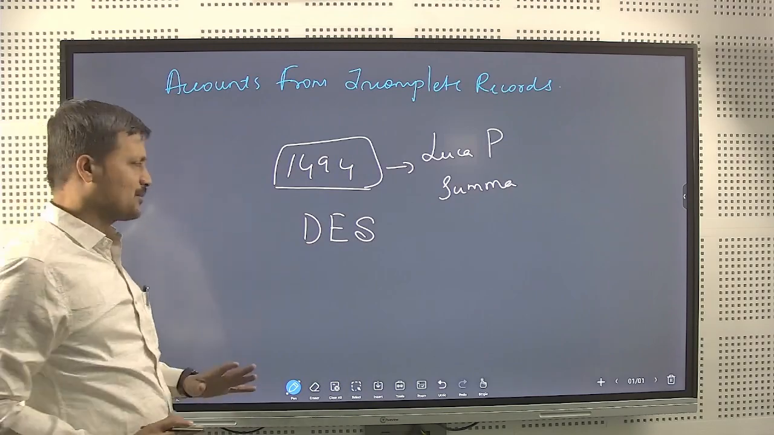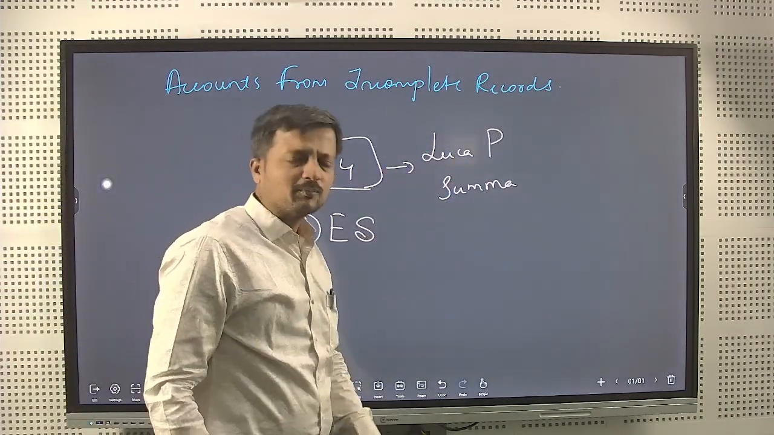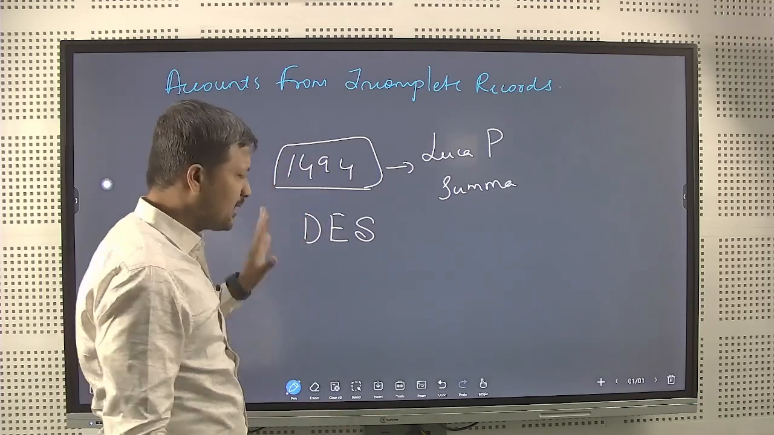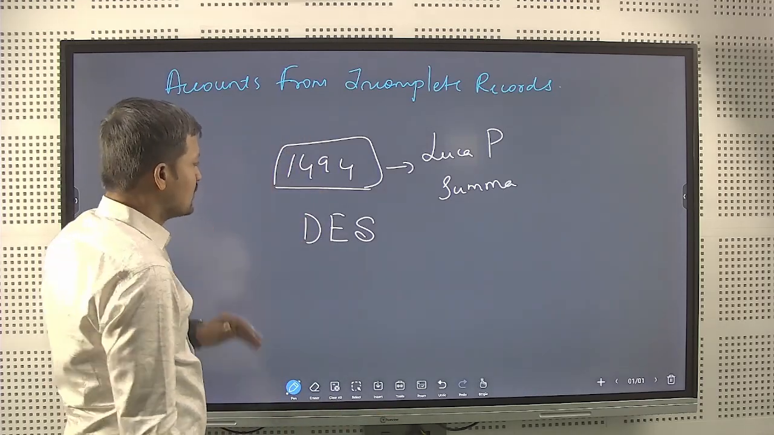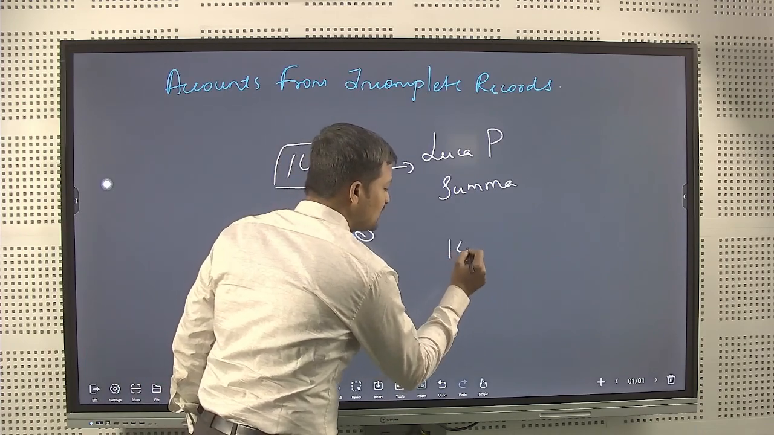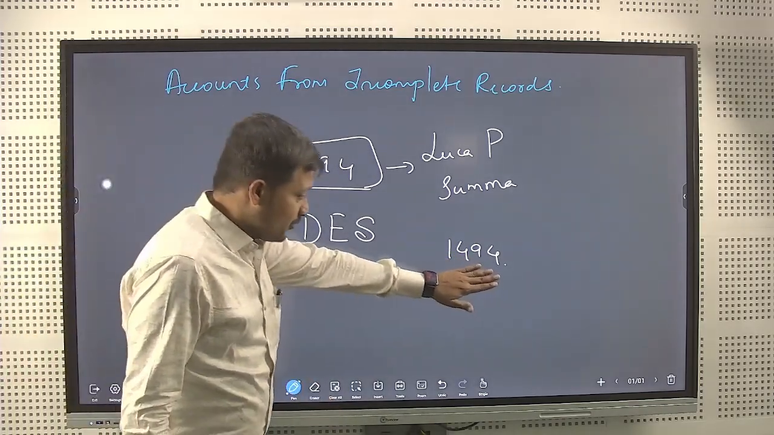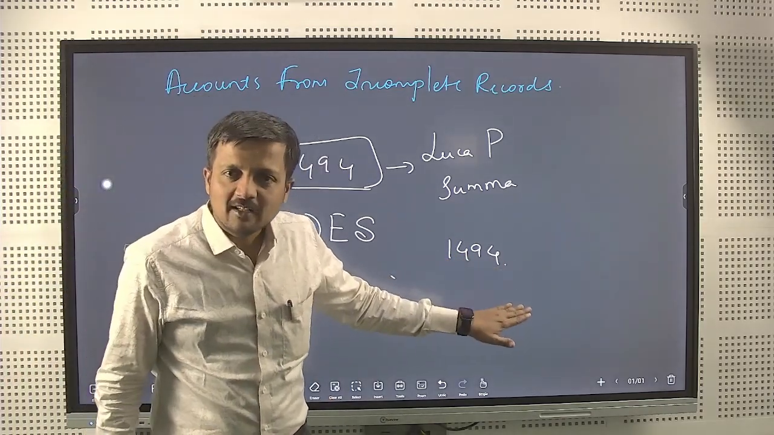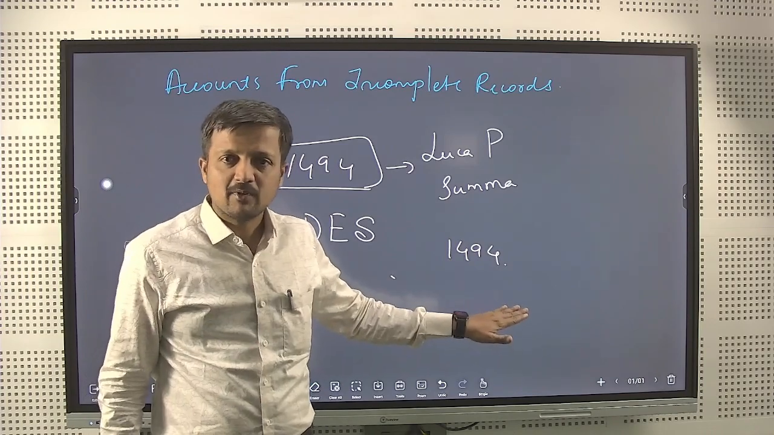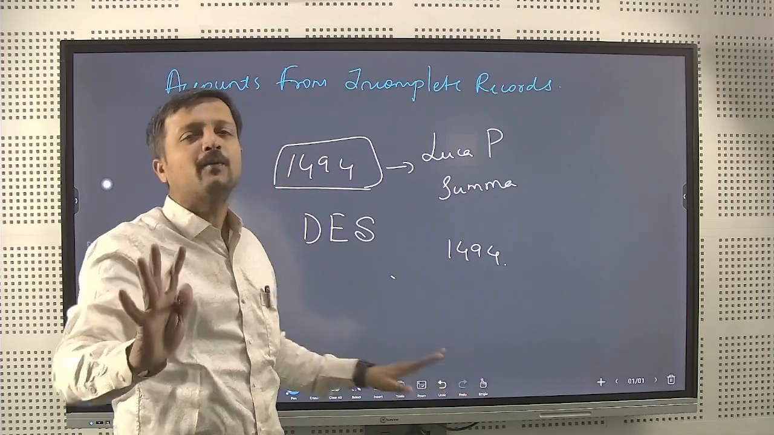Now, I don't want to go into the depth of who Luca was, but there are many things associated with him, right? So first, 1494. Now a question arises. In 1494, we started with the double entry system of accounting, which is the most scientific way of accounting.